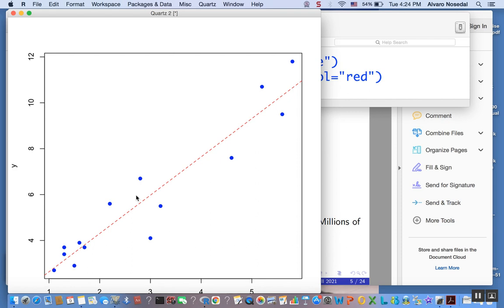So the first assumption, the linearity, right? A first approach is making a scatter plot like we just did. But we will see that residual plots can also be used. They can also be helpful to assess linearity.